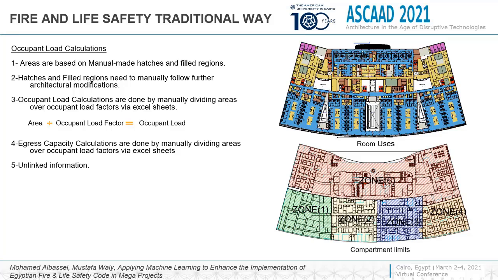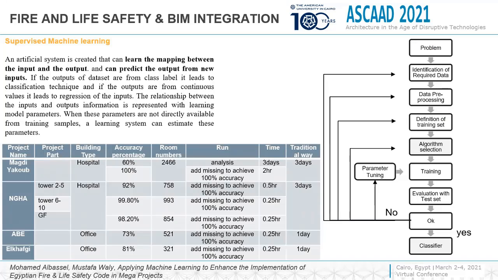Hello everyone. Well, the traditional way is always done manually. For example, if you are using AutoCAD, you draw a polyline for each room and divide the area by the occupant load factor to get the final occupant load. So we are going to automate this process using some kind of supervised machine learning, which will be elaborated more by Mohamed Albassel. So we built our application based on a machine learning model as a Revit add-on.